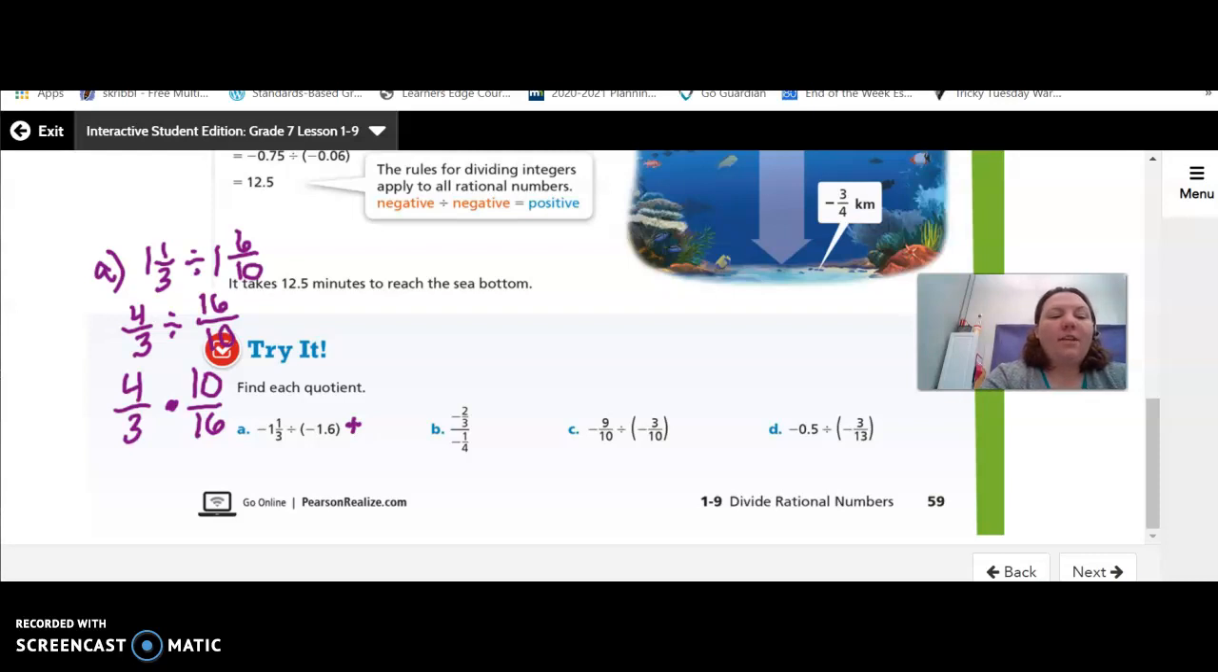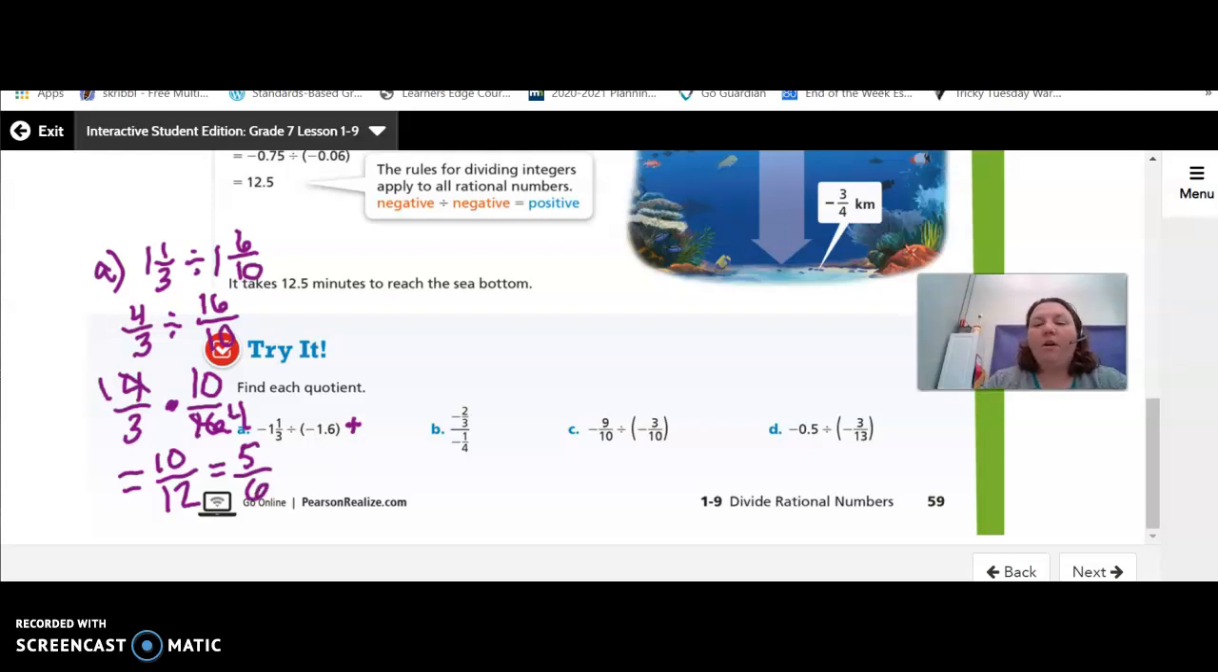4 and 16 can be cross-simplified. 4 divided by 4 is 1. 16 divided by 4 is 4. 1 times 10 is 10. And 3 times 4 is 12. Now I have a final answer of 10/12, which both of those are even, so I can divide them both by 2 and simplify it to an answer of 5/6.